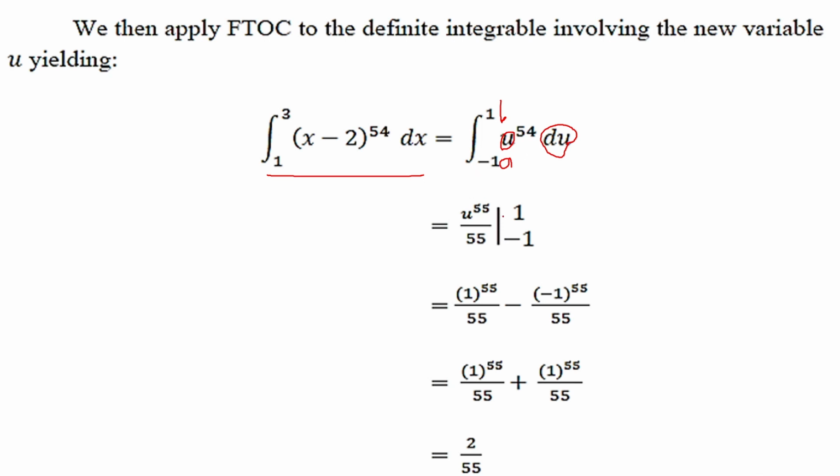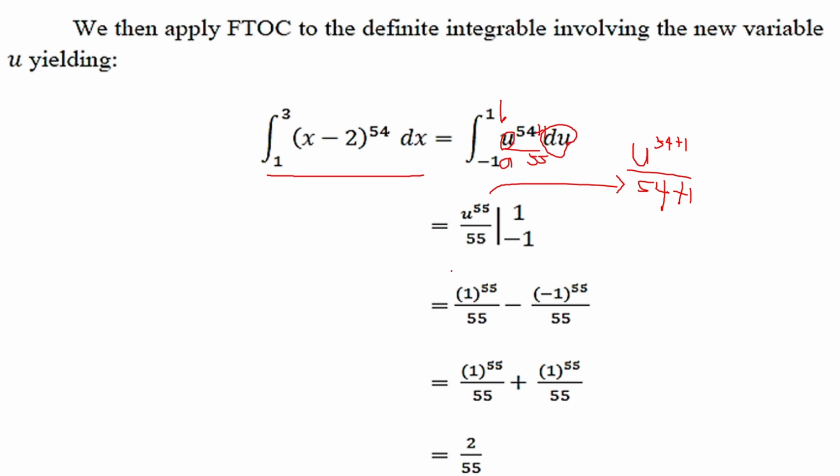So as you can see, what will happen? Antiderivative, so 54 plus 1 over 55. Therefore, it will be u raised to 54 plus 1 over 54 plus 1. It is this one: u raised to 55 over 55. This is the vertical bar notation from negative 1 to 1.